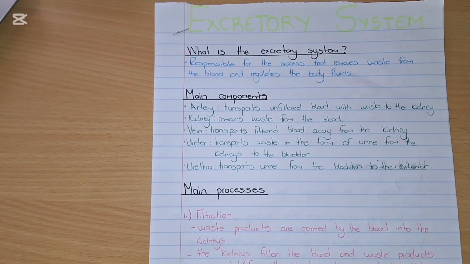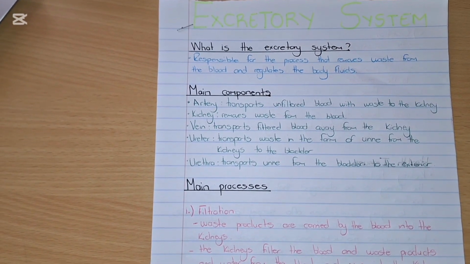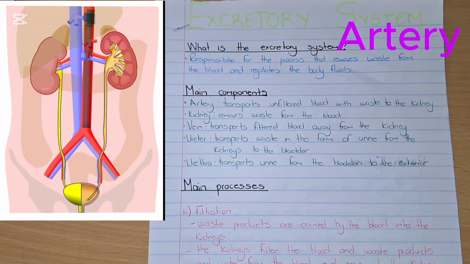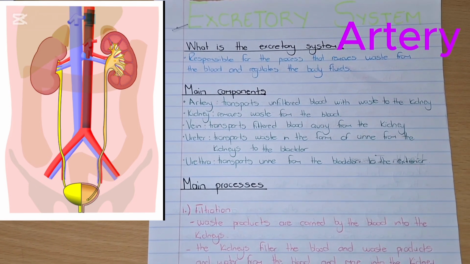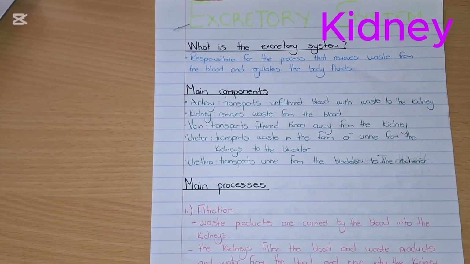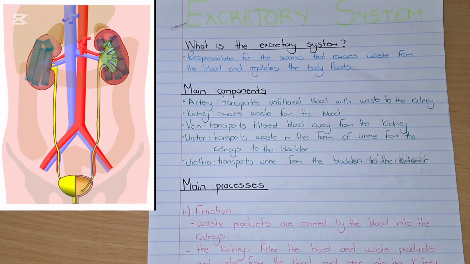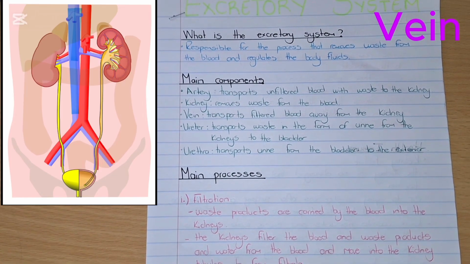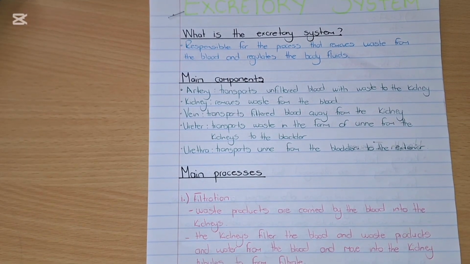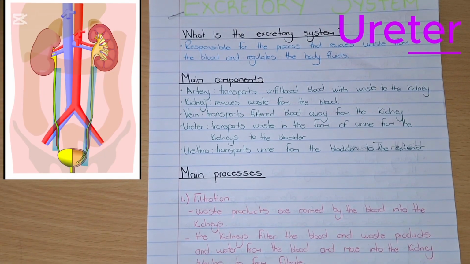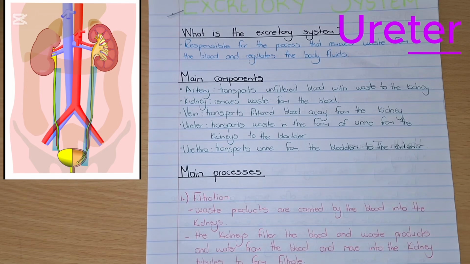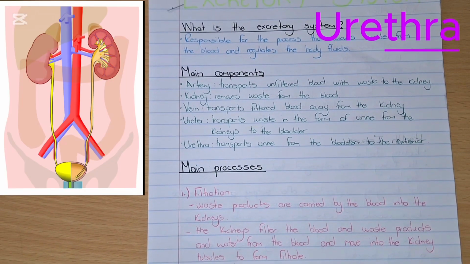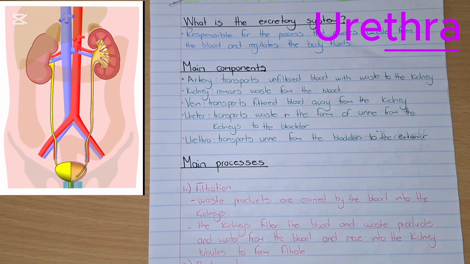Okay, so now we're going to move to the main components of the excretory system, with the first being the artery that transports unfiltered blood with the waste to the kidney. Then we have the kidney, which removes waste from the blood. Then we have the vein, which transports filtered blood away from the kidney. Then we have the ureter, which transports waste in the form of urine from the kidneys to the bladder. Then we have the urethra, which transports urine from the bladder to the exterior.